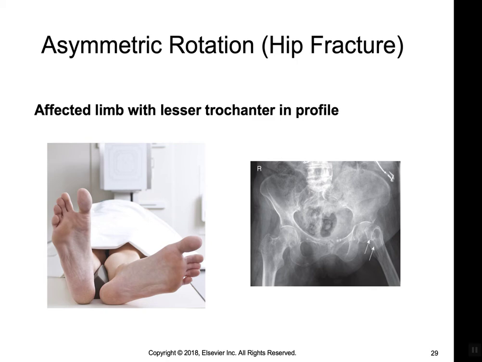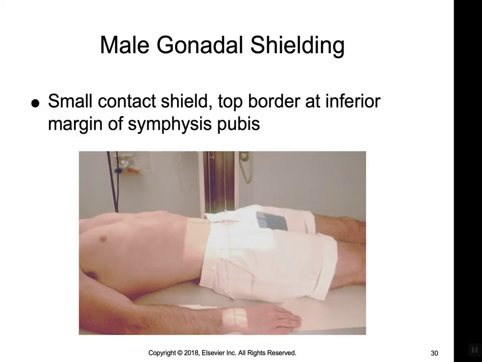Asymmetric hip rotation, sometimes when they're looking for a hip fracture. The affected limb with the lesser trochanter in profile. Then you have your male gonadal shield.